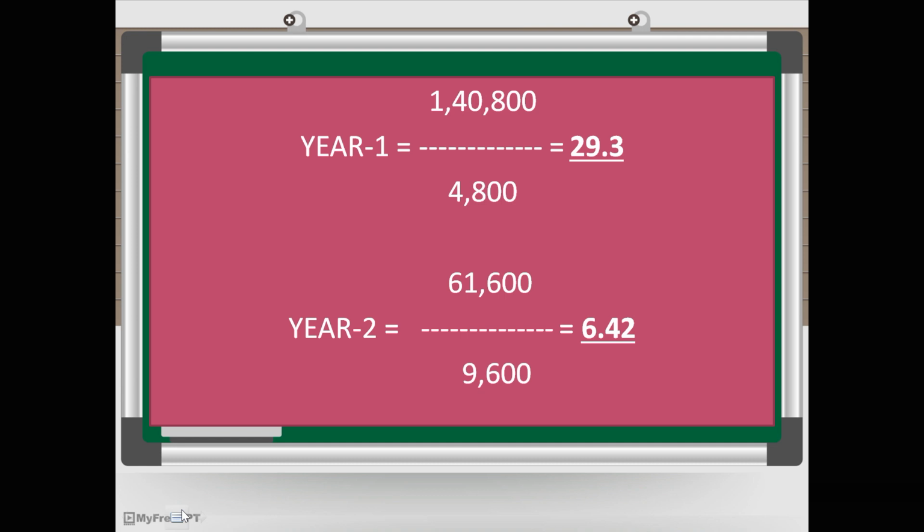In the second year, earnings before interest and tax is 61,600 and it is divided by interest on loan for the second year. P&L માં આપેલું જ છે જો 9,600 and that gives us the answer of 6.42.